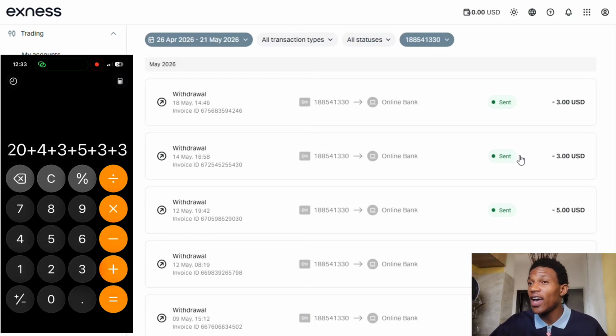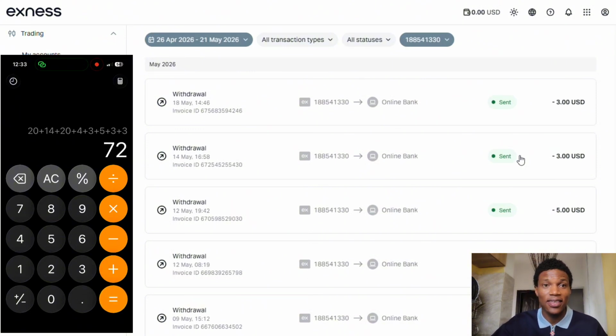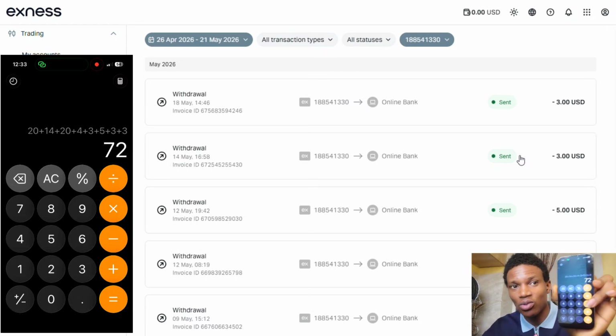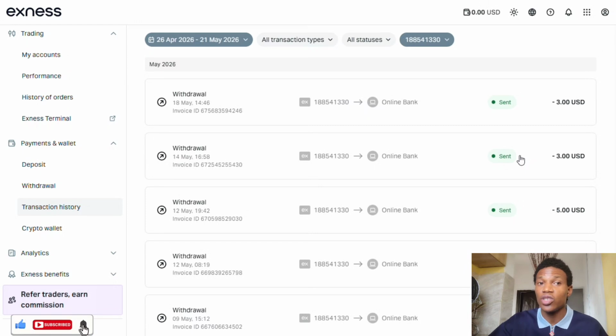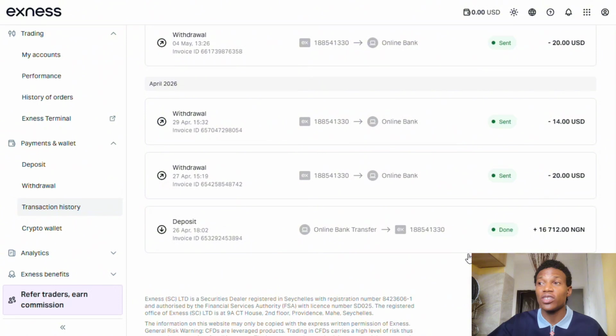So in total on this account, I made $72 withdrawal. You can see that's crazy. That's what I made on this account, $72 withdrawal with just a $12 deposit. So let me minus the capital, which is $12. Then I made $60. Total net profit I made on this account was just $60.